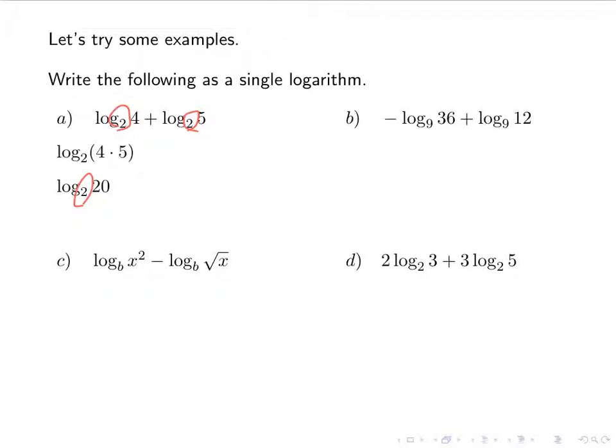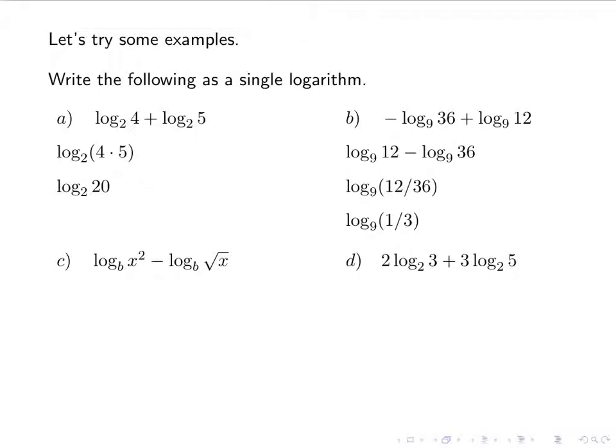So let's look at B. Negative log base 9 of 36 plus log base 9 of 12. I'm going to rewrite it so that it looks more like one of our rules. So log base 9 of 12 minus log base 9 of 36. And when I'm subtracting logs, that becomes a division inside of the log. So log base 9 of 12 divided by 36, which I simplify down to log base 9 of 1 over 3.